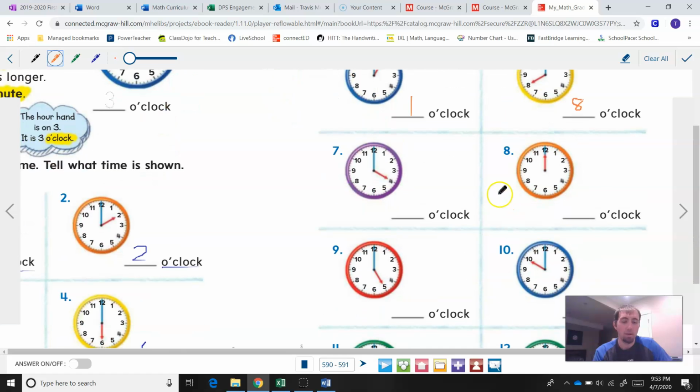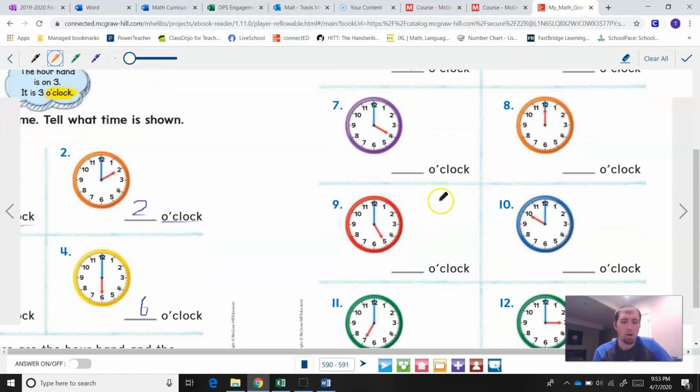Not bad, not bad. I'm using my mouse, guys. I'm getting used to this just as much as you guys are. So, learning curve for all of us.